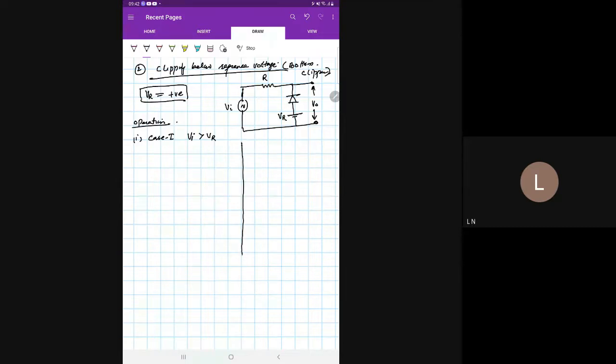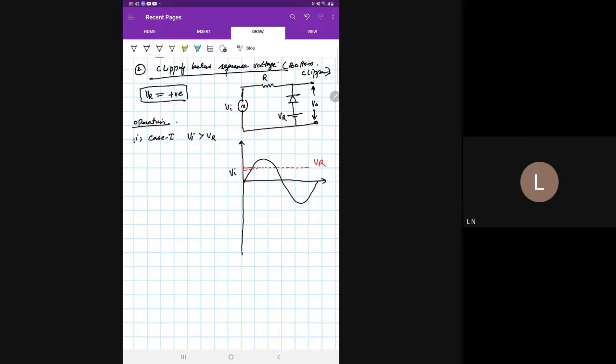First of all, if we draw the waveforms here, the waveforms of the circuit will look like this. This is V input, somewhere maybe like this. So this is my V input. Okay. And I have a reference voltage, which is a positive reference voltage. That will be somewhere here. Positive reference voltage, which is VR.